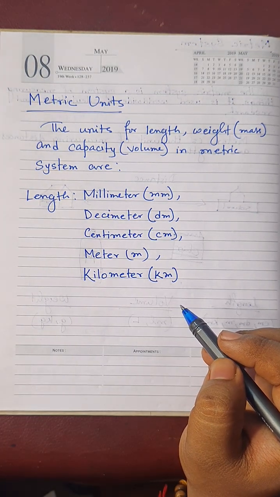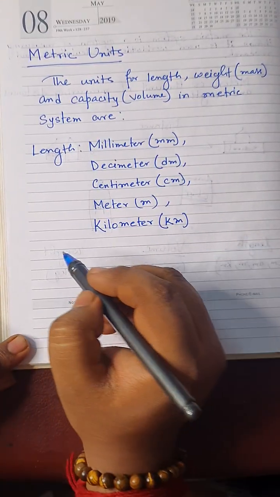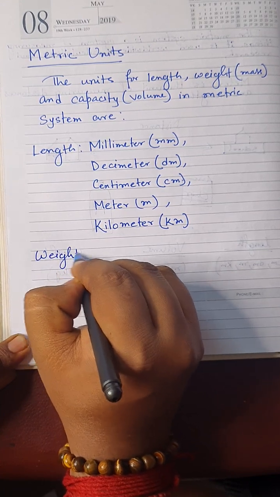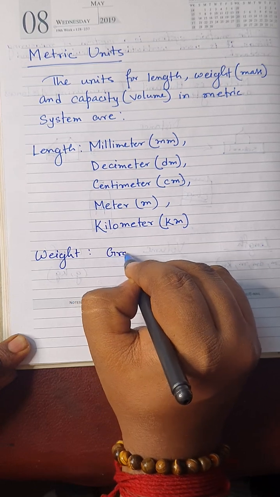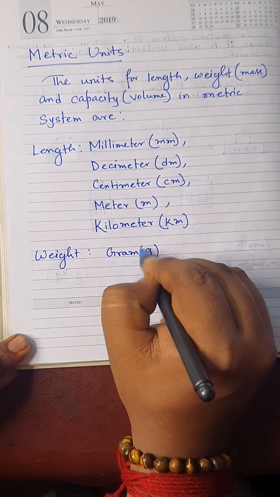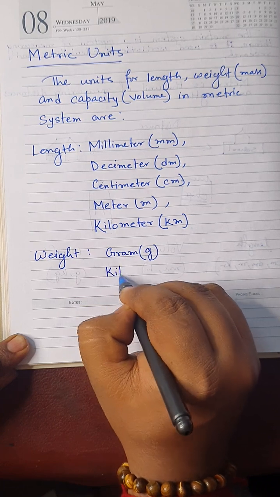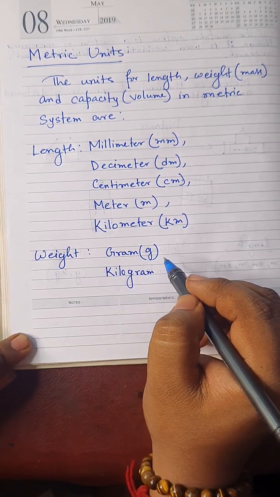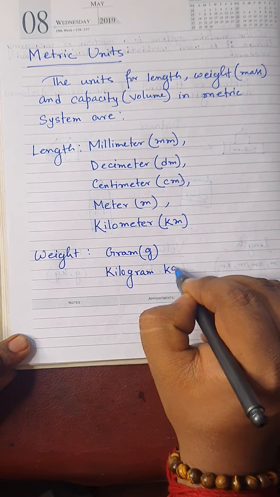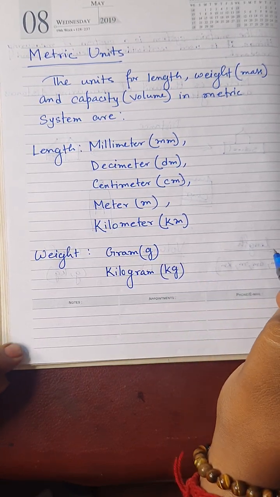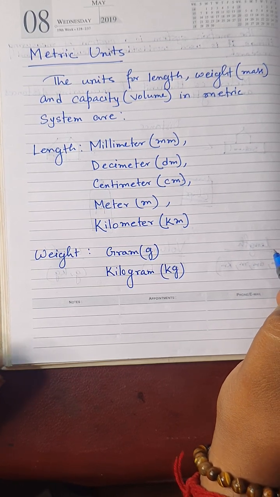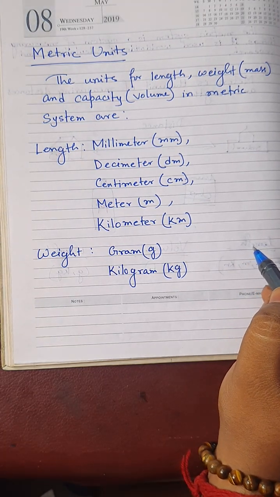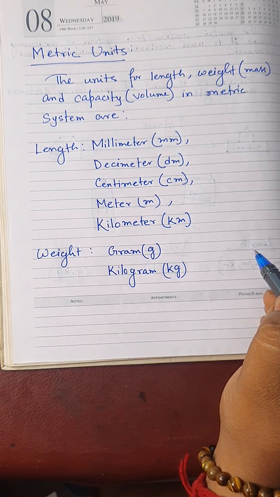Then we will discuss weight, the metric units of weight: gram, kilogram, and you can say decagram, hectogram, centigram. These are used to measure how heavy an object is using instruments, such as measuring the weight of fruit or our own body weight, etc.